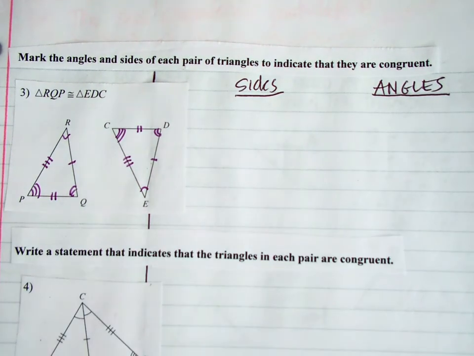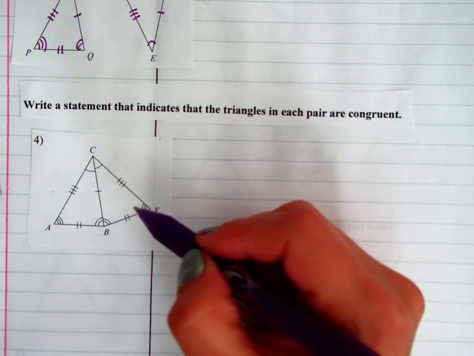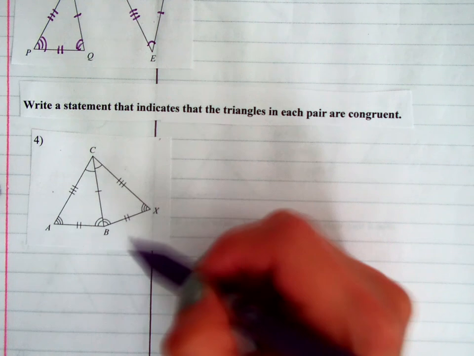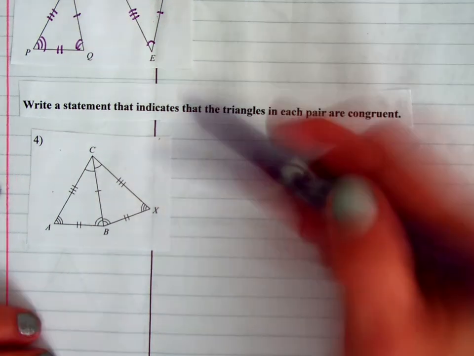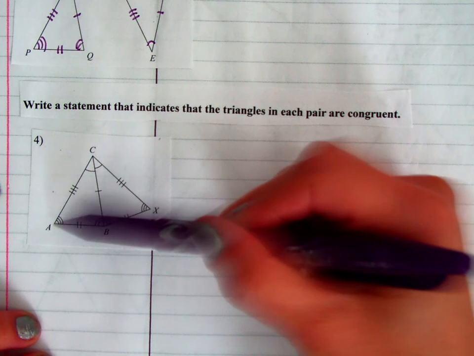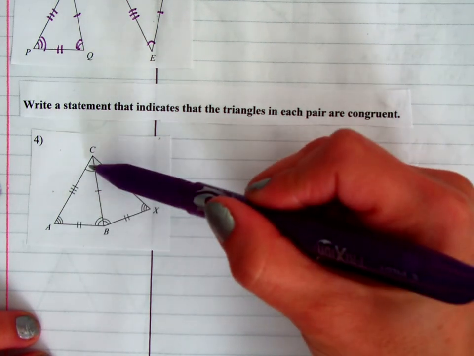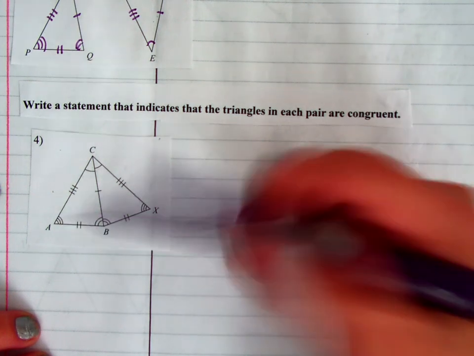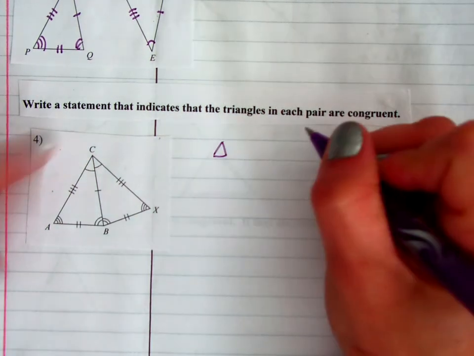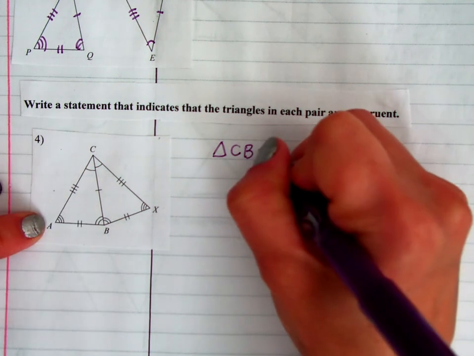Okay, last one. This time, all you have to do is write a statement that indicates that the triangles in each pair are congruent. So I see two triangles, and I want to make sure that I write down the correct order for my letters so that both of the triangles are congruent. So I start looking at the symbols, and I'm going to go with the angles because the angles are usually the easiest. So it looks like C has 1 mark, B has 2 marks, and A has 3 marks. So it looks like I'm going to call my triangle C, B, A.